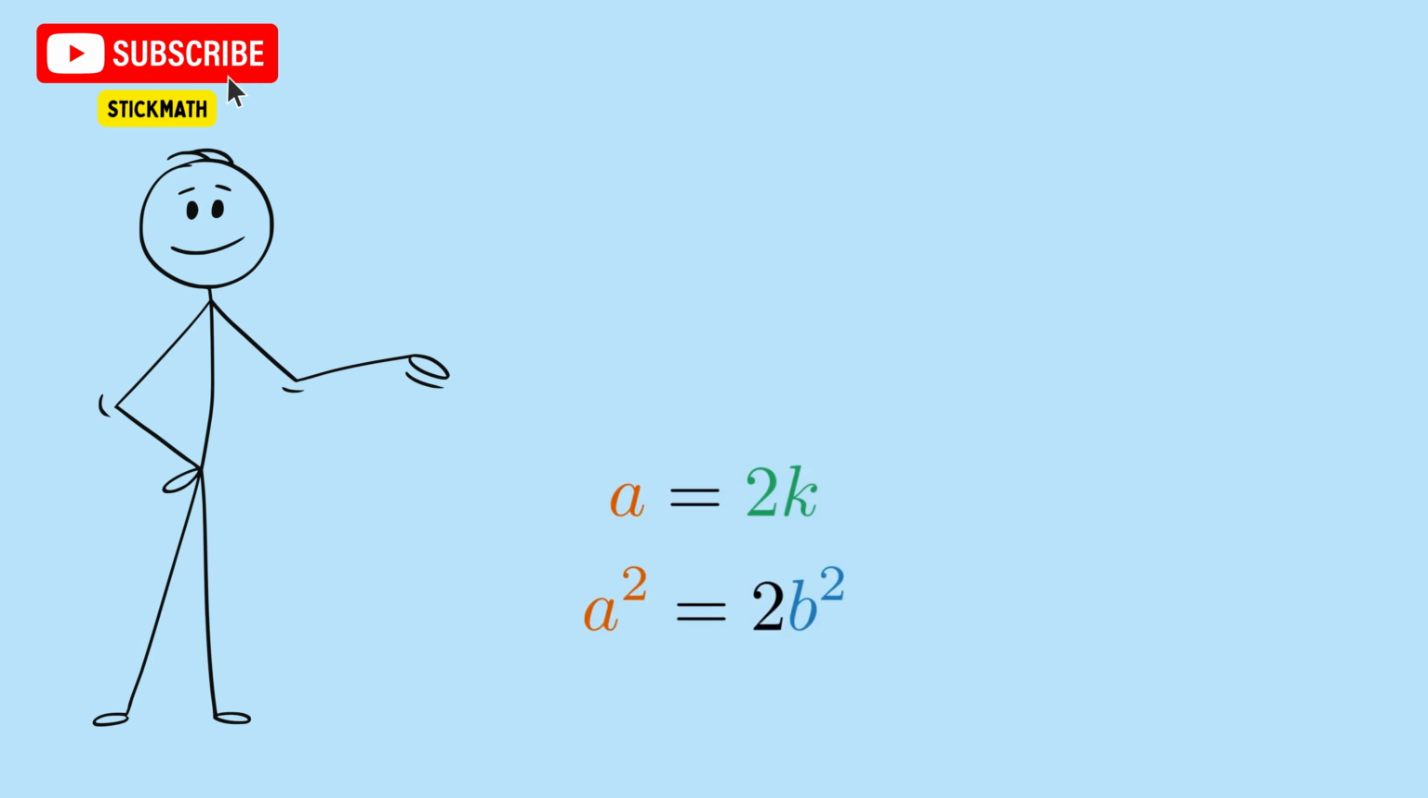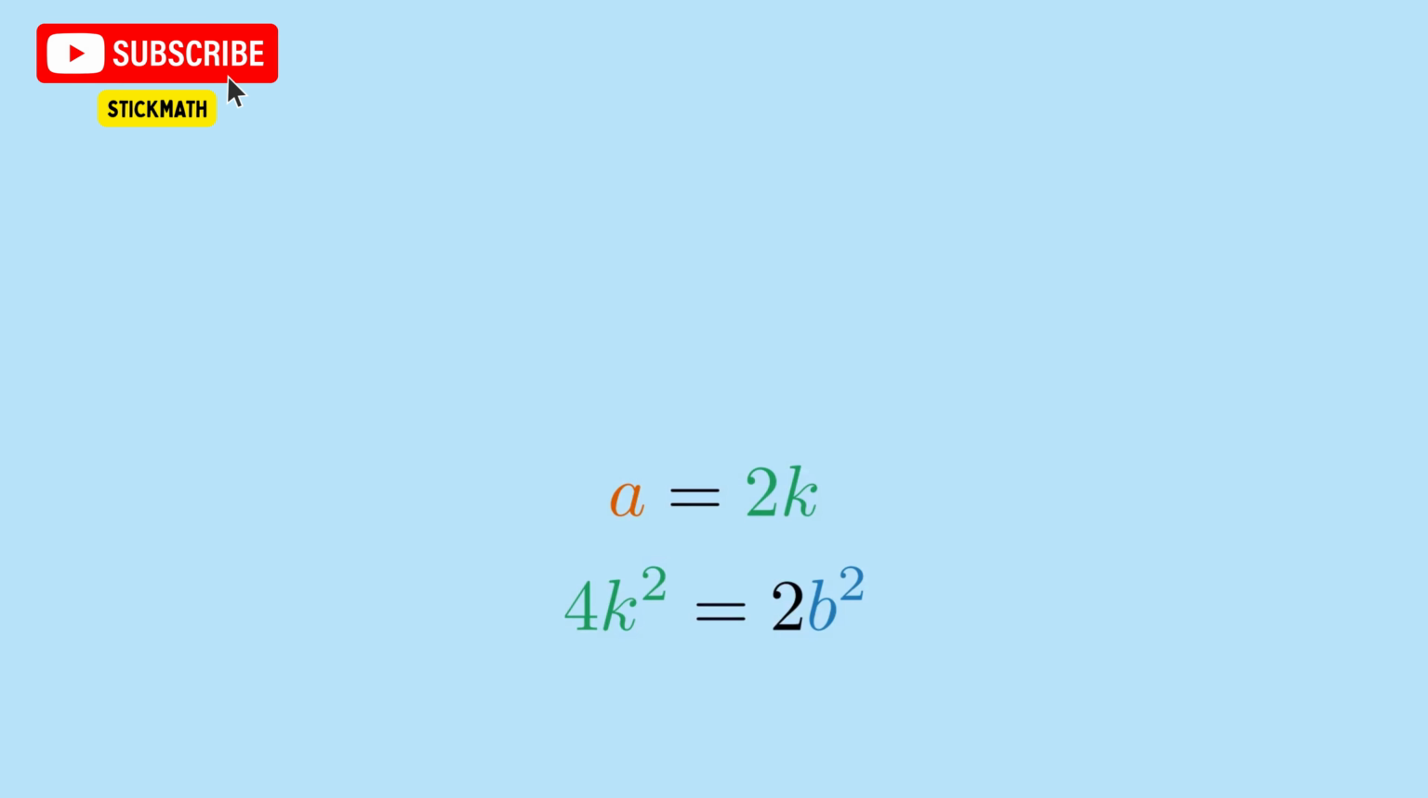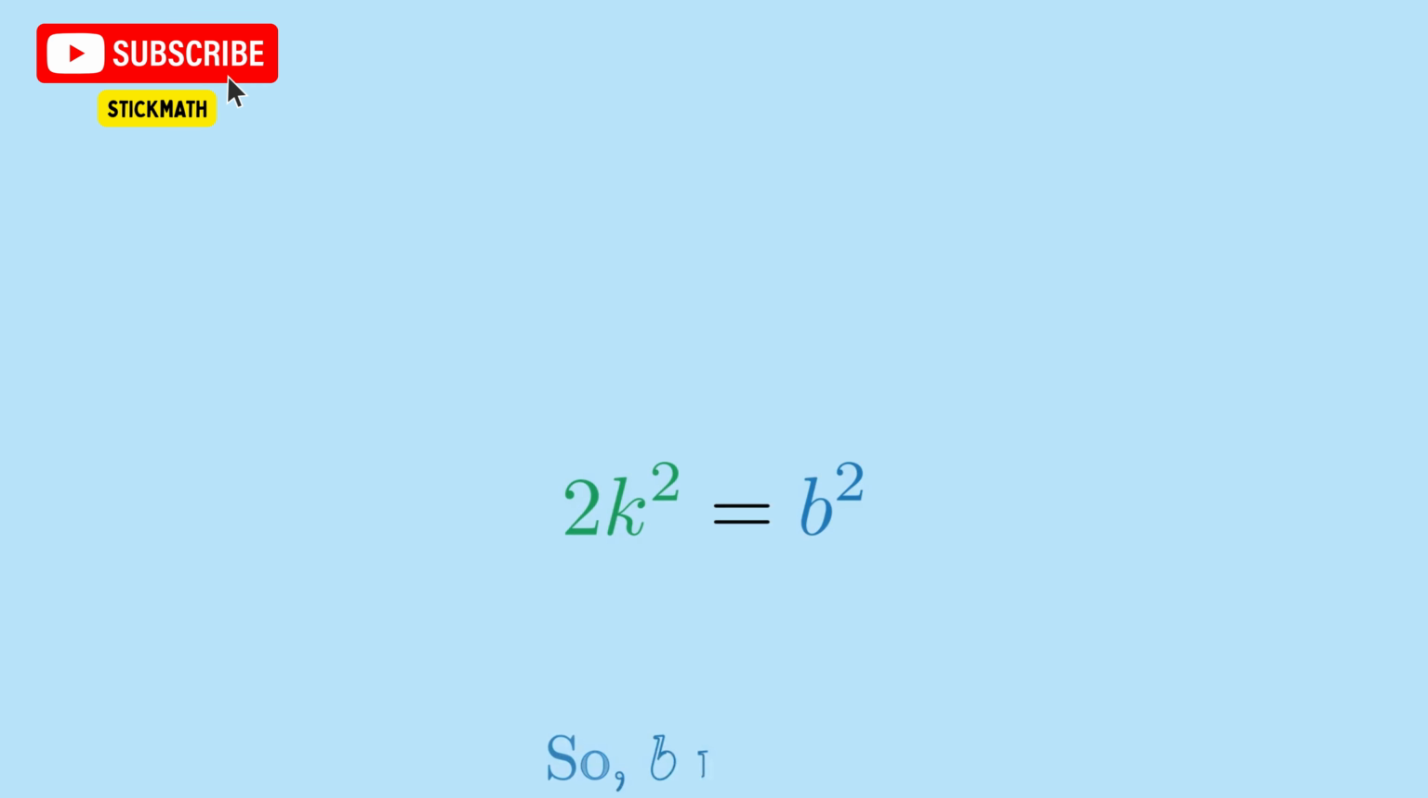Let's take this and plug it back into our main equation. Substituting gives us (2k) squared equals 2b squared, which becomes 4k squared equals 2b squared. Divide both sides by 2 and we get 2k squared equals b squared. Now look at b squared. Since b squared equals 2 times something, b squared must be even. Therefore, b is also even.